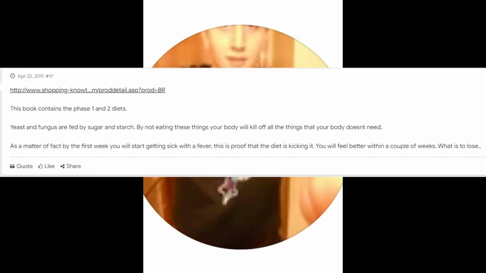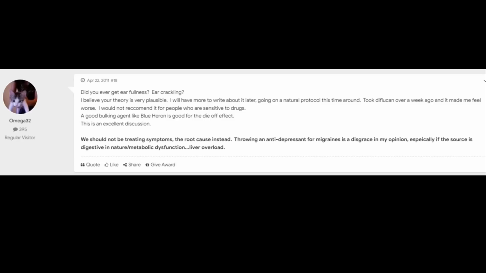And then Bryan says, this book contains the phase 1 and 2 diets. Yeast and fungus are fed by sugar and starch. By not eating these things, your body will kill off all the things that your body doesn't need. As a matter of fact, by the first week, you will start getting sick with a fever. This is proof that the diet is kicking in. You will feel better within a couple weeks. What is to lose?